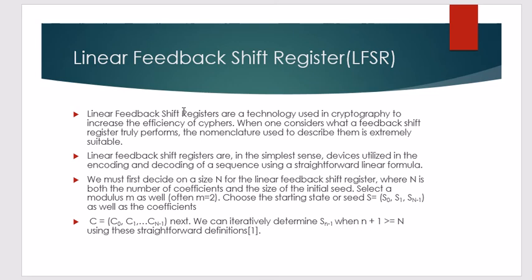Linear feedback shift registers are a technology used in cryptography to increase the efficiency of ciphers. When one considers what a feedback shift register truly performs, the nomenclature used to describe them is extremely suitable. Linear feedback shift registers are, in the simplest sense, devices utilized in the encoding and decoding of a sequence using a straightforward linear formula. We must first decide on a size n for the linear feedback shift register, where n is both the number of coefficients and the size of the initial seed. So choose a starting state, seed s of 0 to s of n, and c of 0 up to c of n minus 1.